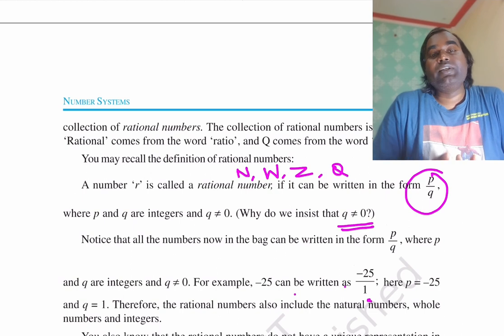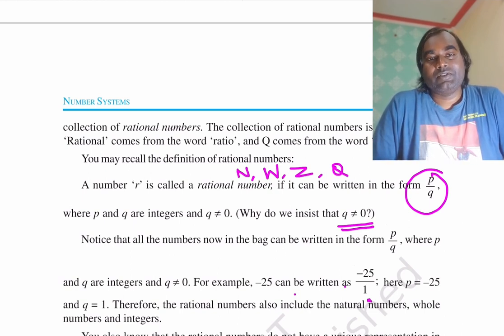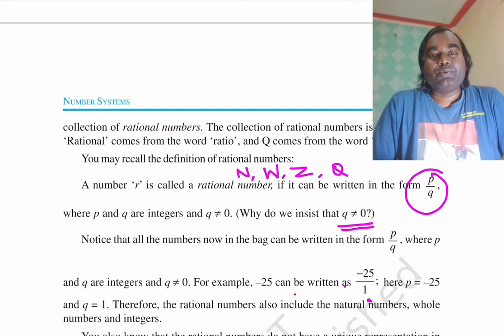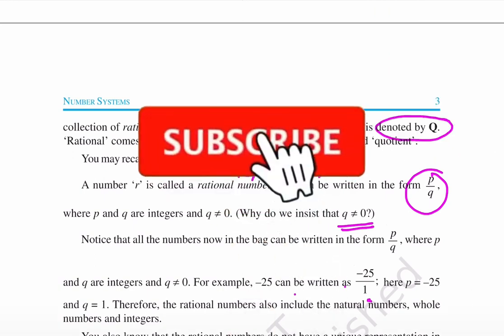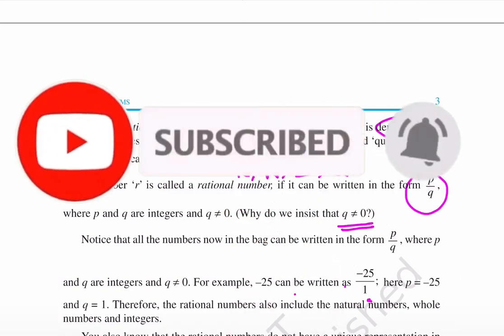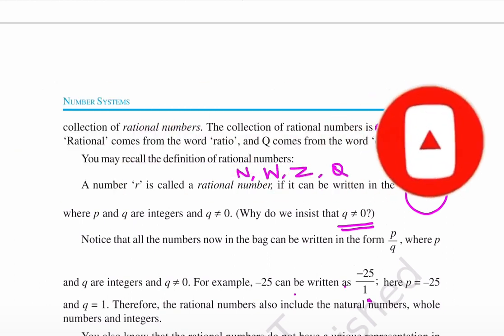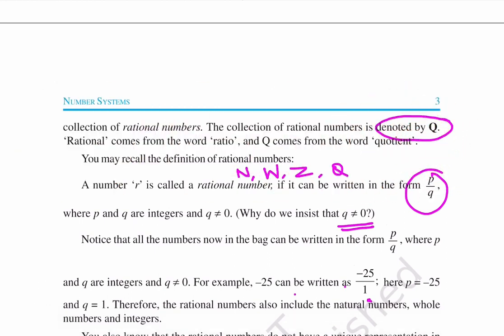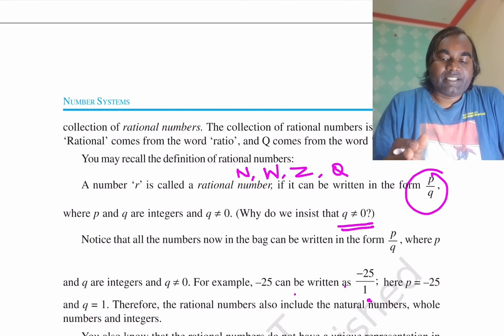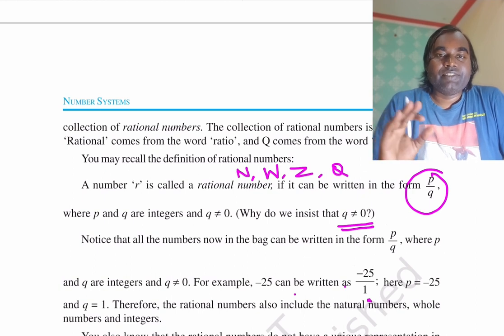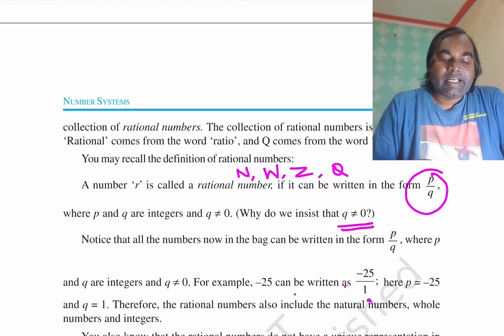But why are we taking q not equal to 0? What happens if we take q equal to 0? If we keep q equal to 0, the number will become infinity. If you divide any number by 0, it will make infinity. So in that case, this will not be a rational number.